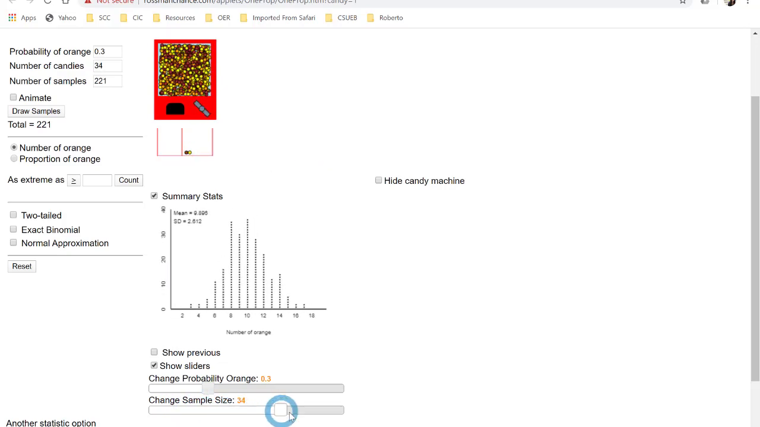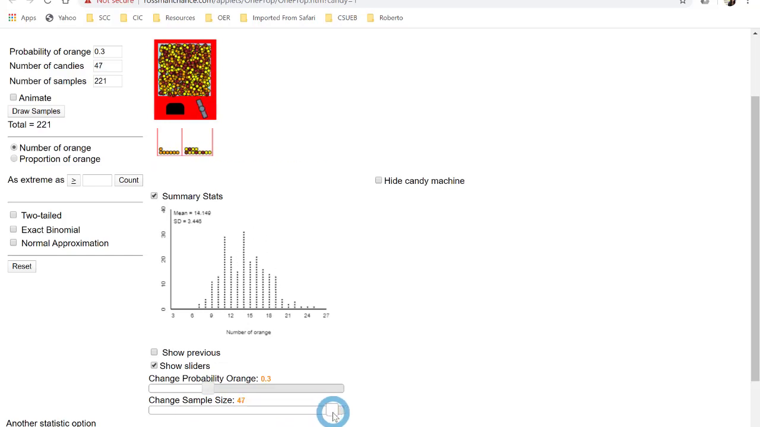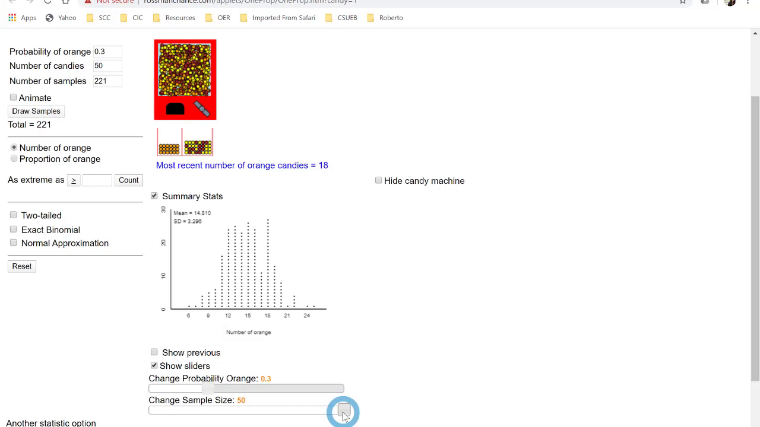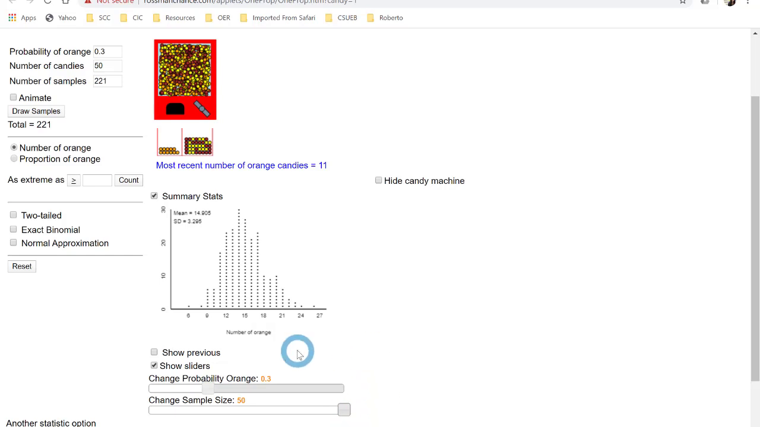And so let me take 221 samples of size 50. So if I take 221 samples, so I have 221 columns of samples, and I increased from 5 to 50, so I changed my sample size to increase. Notice the shape now is not skewed right and now makes a normal distribution shape.